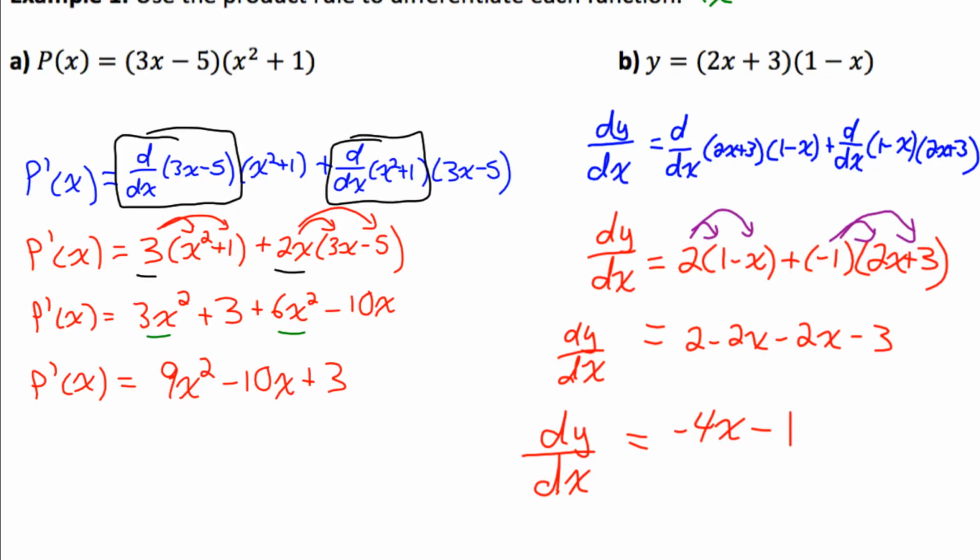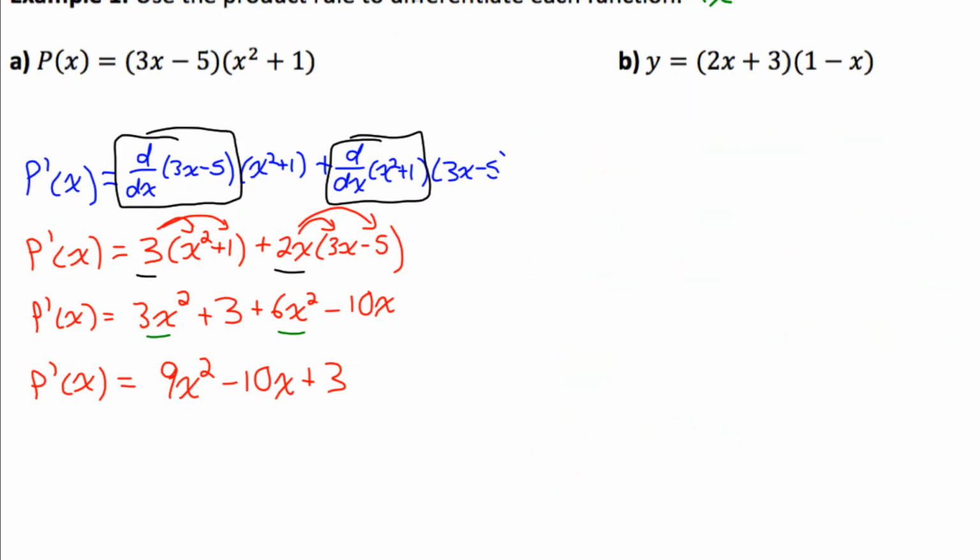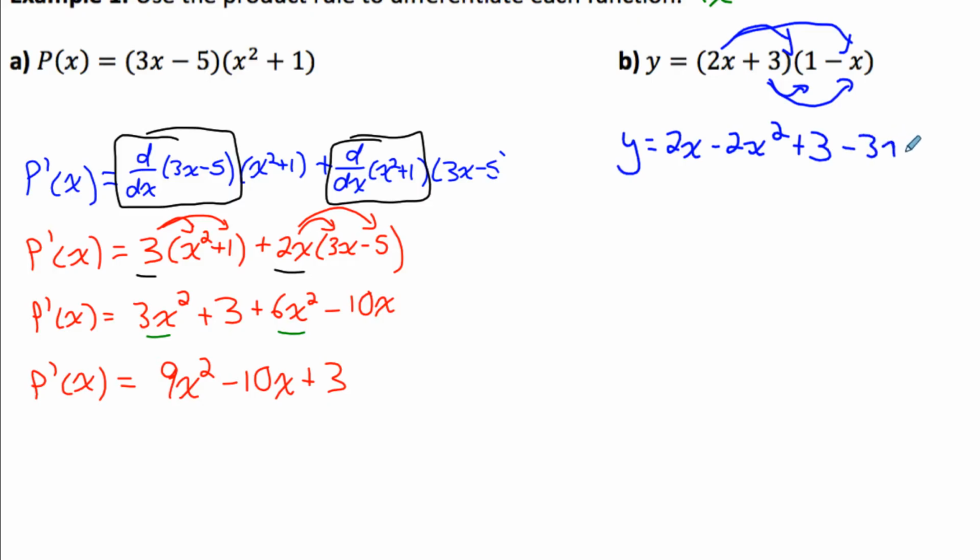And let me just erase part B and redo it without the product rule. I could have just expanded it, so I could have just rewritten the original function in standard form and then differentiated that. So I'm going to rewrite the original function. I'm not going to do any derivative stuff yet. I'm just going to expand it out. So 2x minus 2x squared plus 3 minus 3x. Collect my like terms. I have a negative 2x squared. 2x minus 3x is negative x, and I have my constant 3.